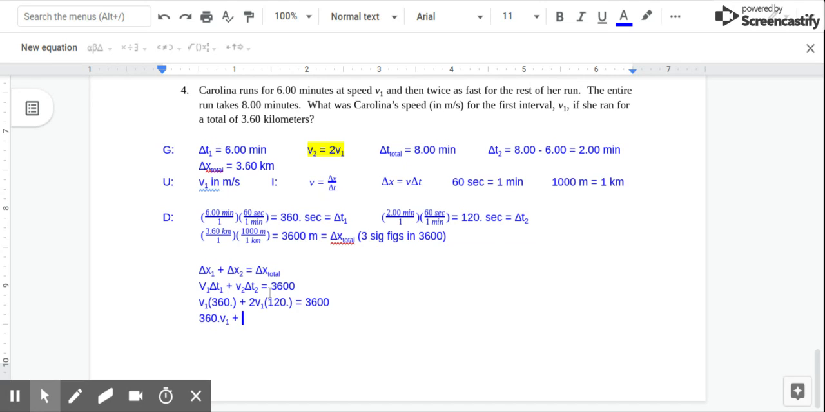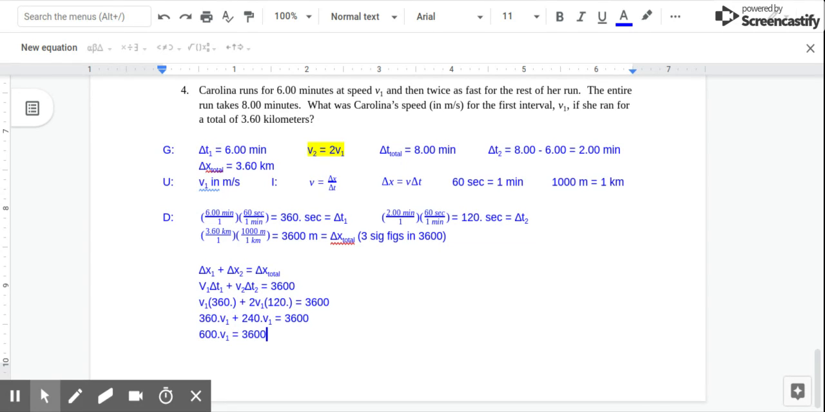So down here I'm going to write this as 360 v1. And then here I'm going to do 2 times 120 to get 240 v1. And I'm going to say that's equal to 3,600. I'm going to combine like terms. So I'm going to get 360 plus 240. There are no decimal places on either one of those, so 360 plus 240 is 600. So 600 v1 is equal to 3,600.